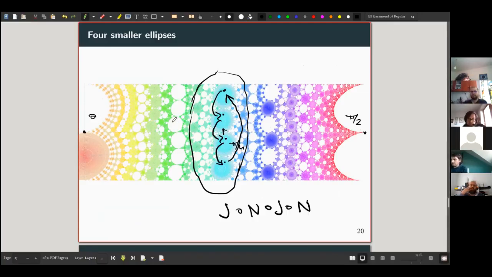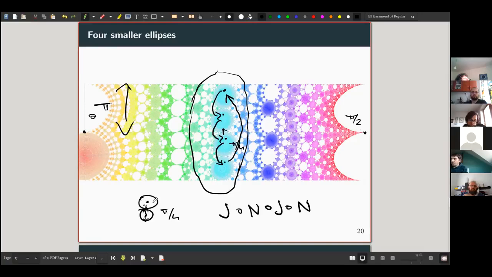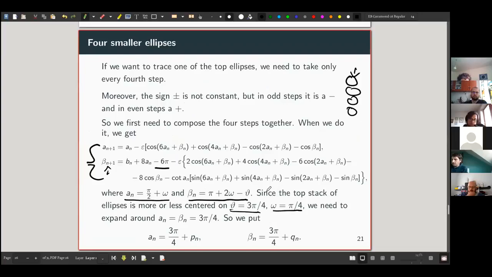And of course, if this is pi, then it's reasonable to expect that if we have two such ellipses that will fill the pi, then each of those has kind of vertical axis equal to pi/4, and that will give this approximate position of the center.